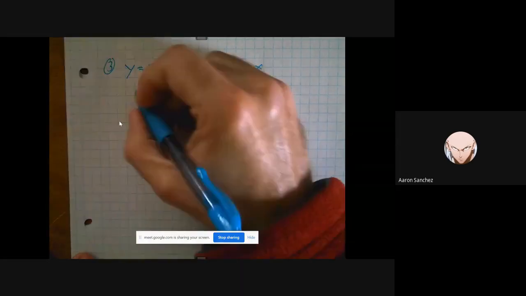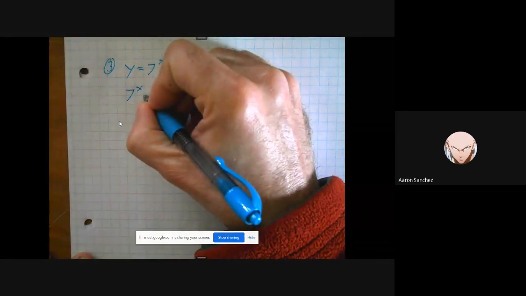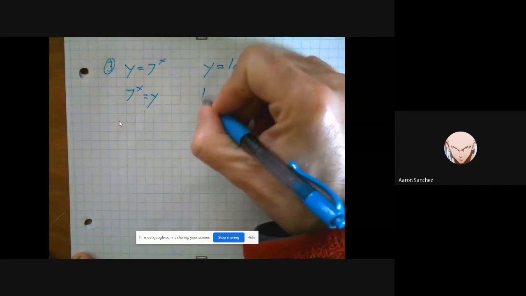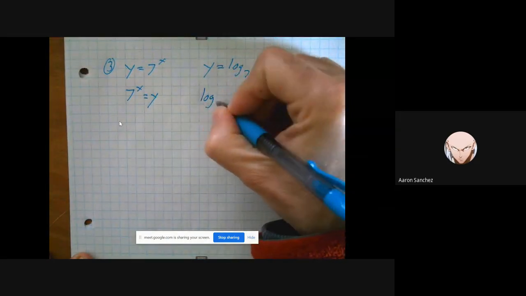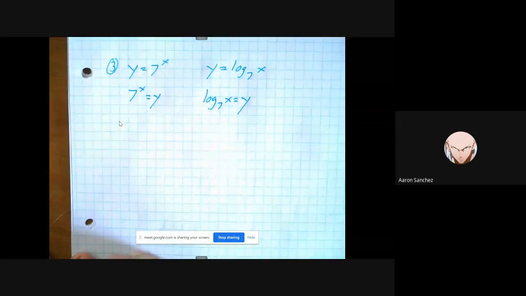Let's write them like this. So we're used to seeing our logs. 7^x equals y. And I've been teaching you, so it looks like this. Let's put it in the form that we're used to seeing for now. You don't need to. You've seen it that way, right?